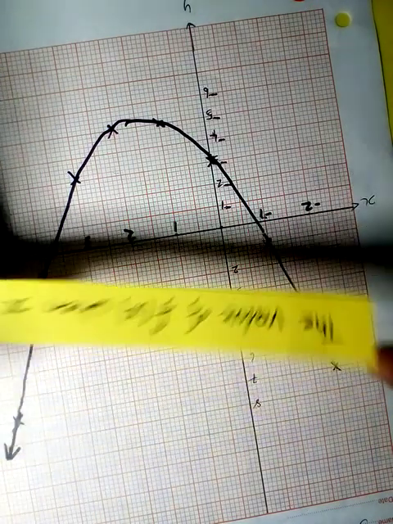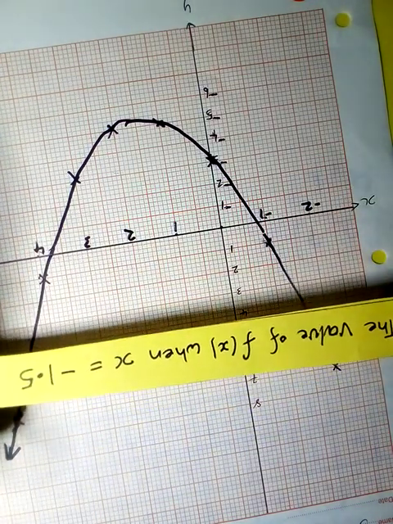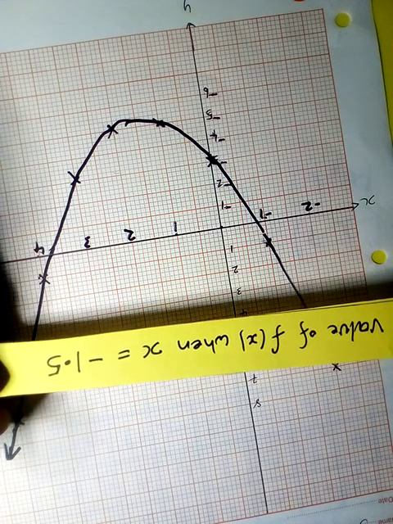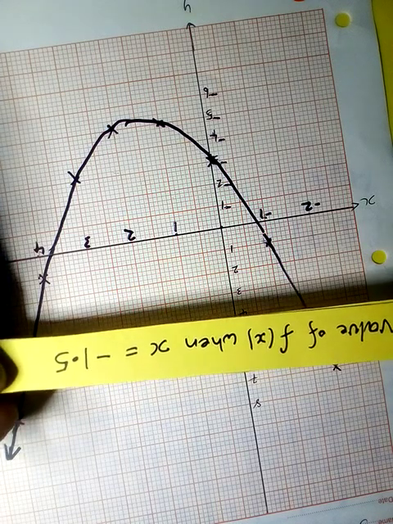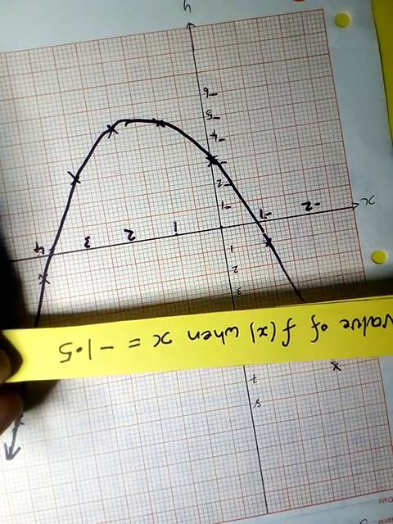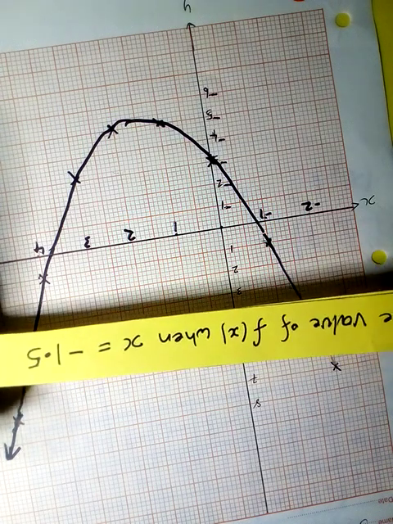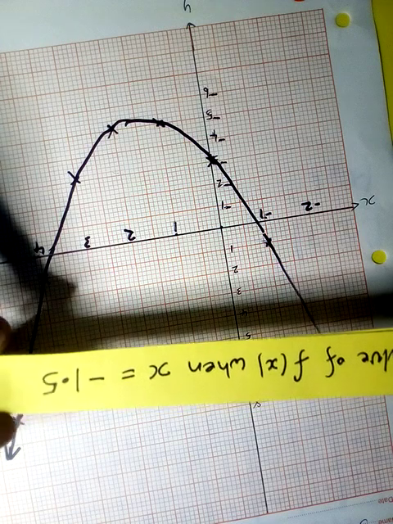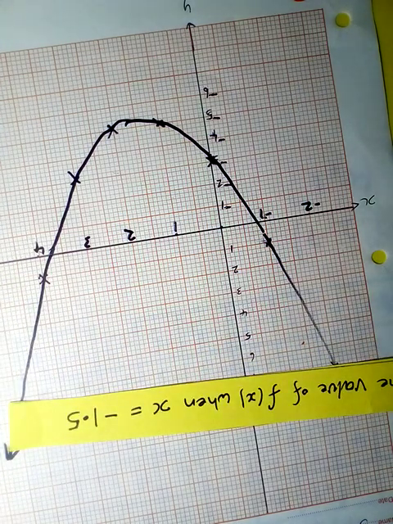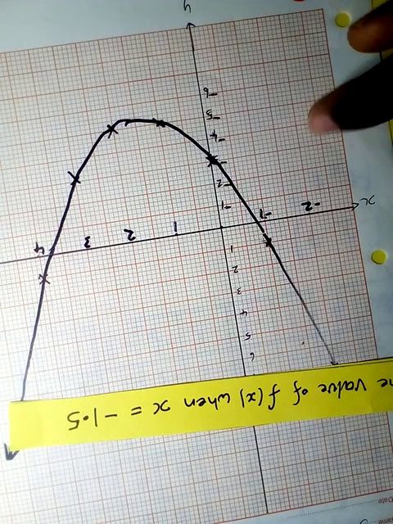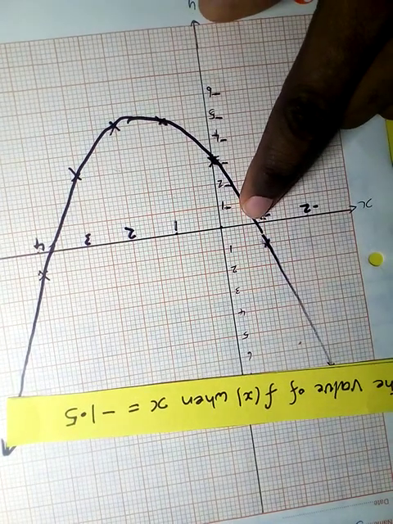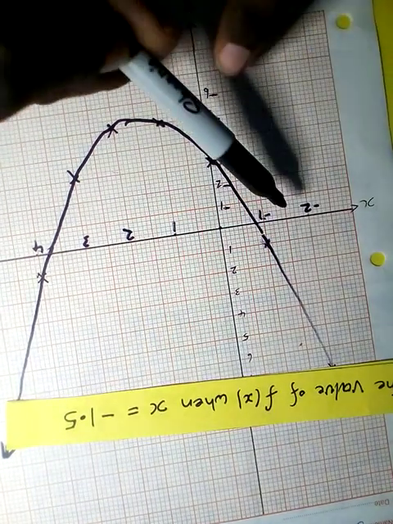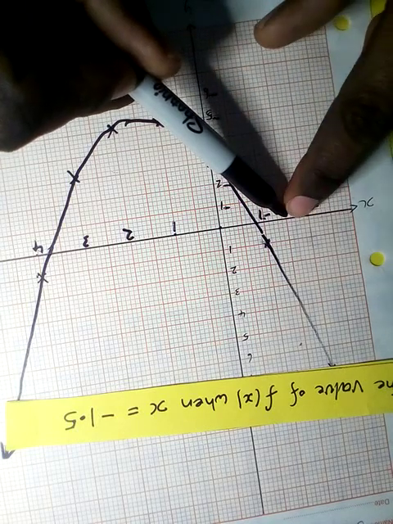Another question. Determine the value of f of x when x equal negative 1.5. Determine the value of f of x, the value of y when x is negative 1.5. So in this case, we need to find where negative 1.5 is on the x-axis. So this is negative 1 right here. So negative 1.5 will be here.